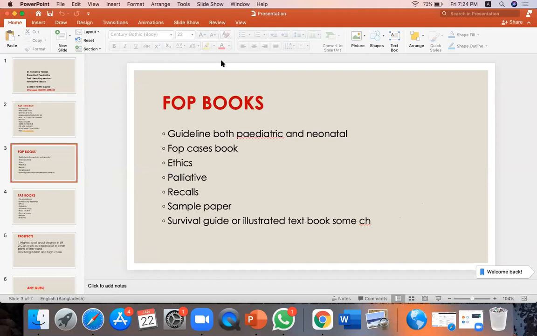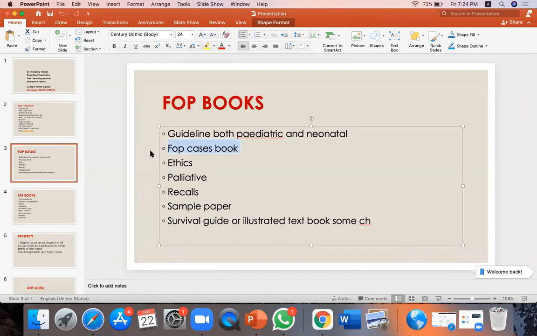So nowadays, we are doing these guidelines, the Red Book and Blue Book both. Now the second book is the FOP cases book. Okay, this is a yellow color book, you all know this book. And this book has 50 cases. Actually, one case is one chapter.